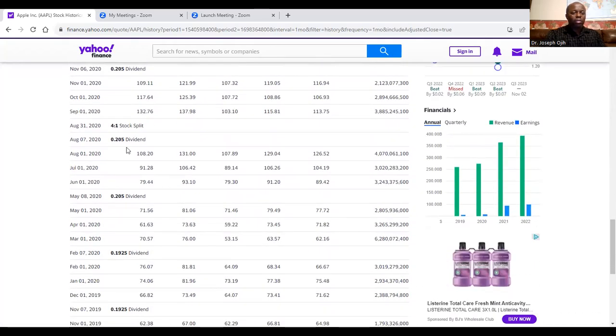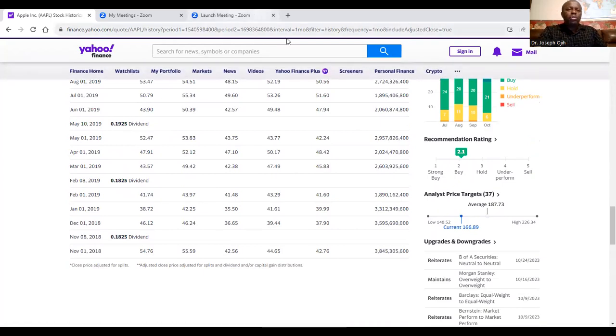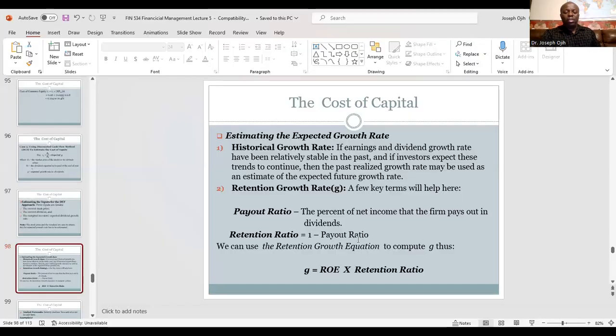Even in 2020, you can see dividend about approximately 21 cents. You can see in 2019, they paid 19 cents per share. So you can use that to estimate the growth rate, our G, or expected G, which is the growth rate.